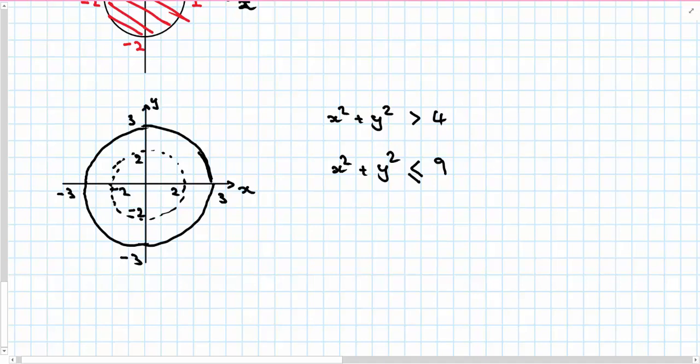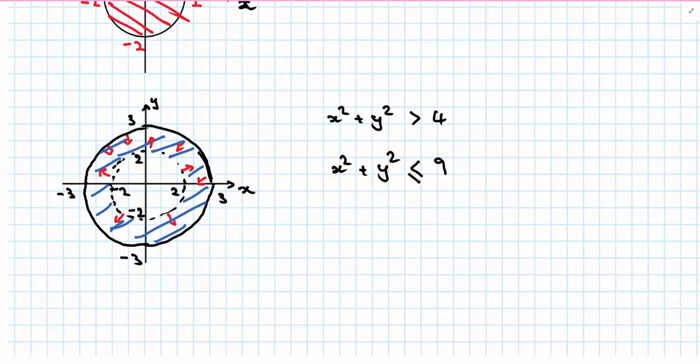So I'm looking for circles with radius greater than 2. That would be going outwards. And also it must satisfy radiuses less than 3. So that would be going inwards. So the region that I shade would be between these two circles. And that's how we shade regions on a number plane.